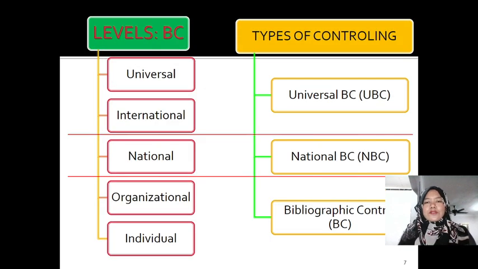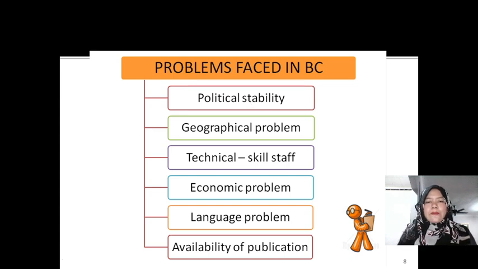So this is the level of bibliographic control. We have universal and international. So the types of control involve UBC, universal bibliographic control. Later on we are going to talk about all of these. And then national, which is national bibliographic control, NBC, and also organizational and individual levels of bibliographic control. This is the lowest one, and then up to the national, and then the next is universal or international.